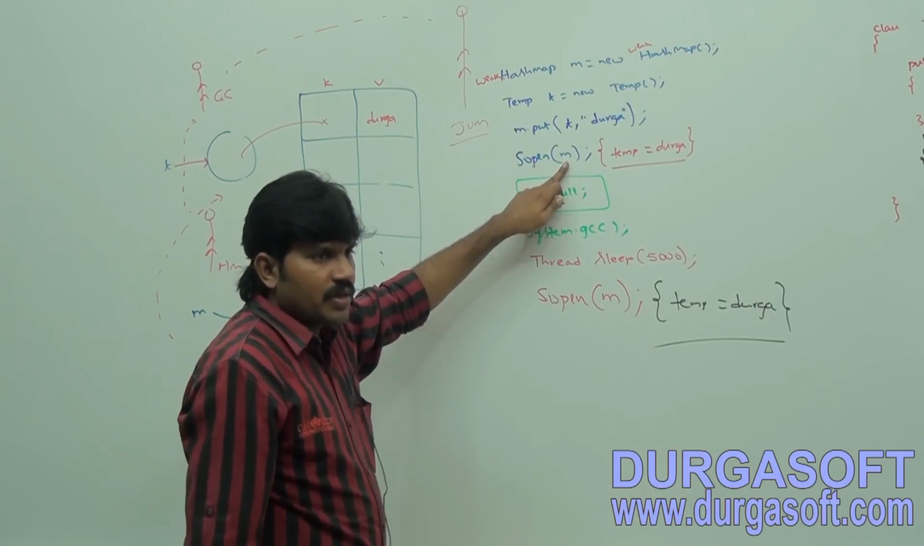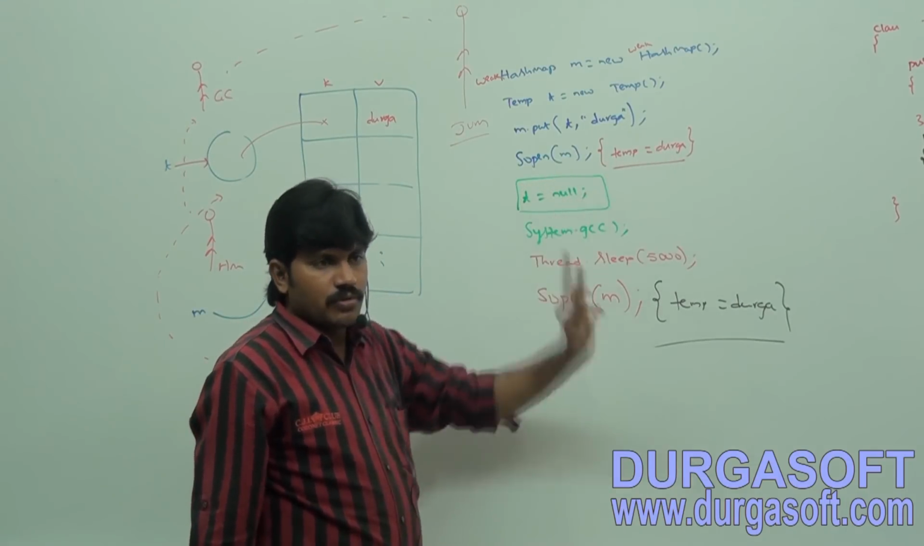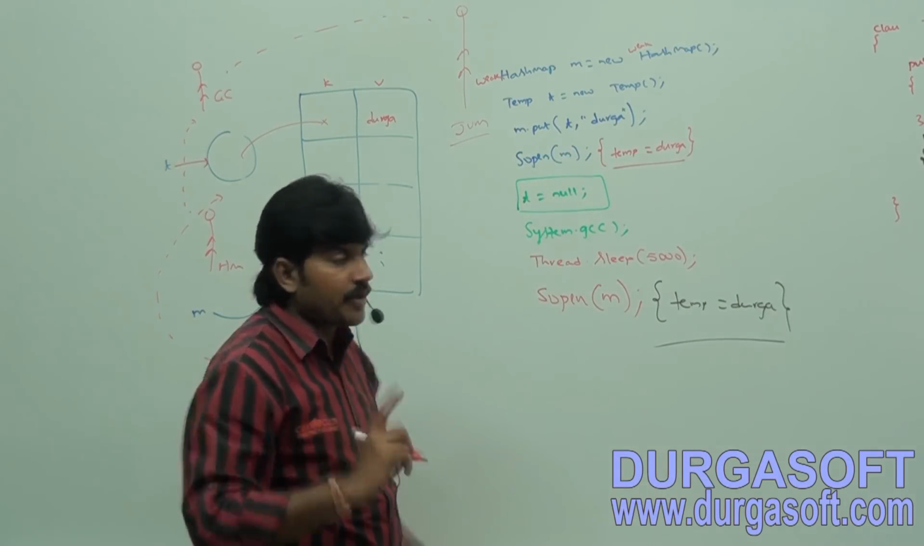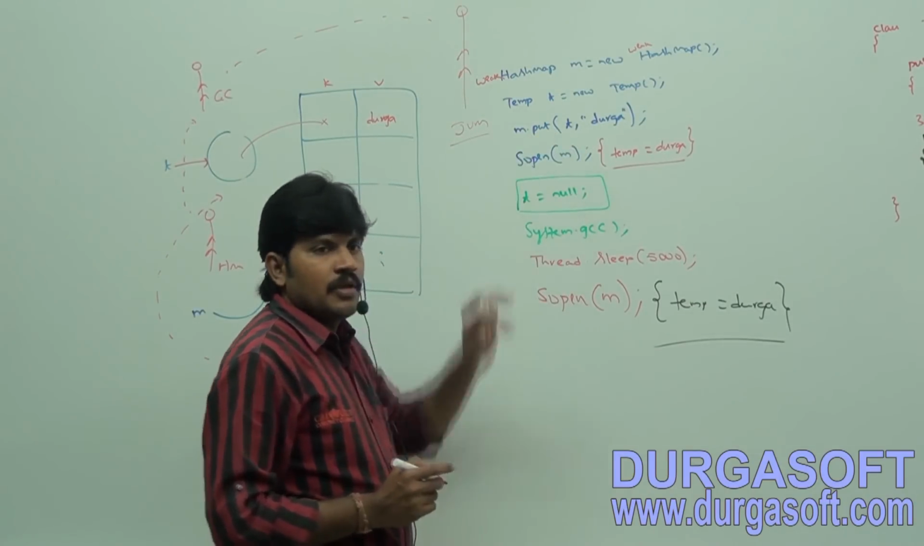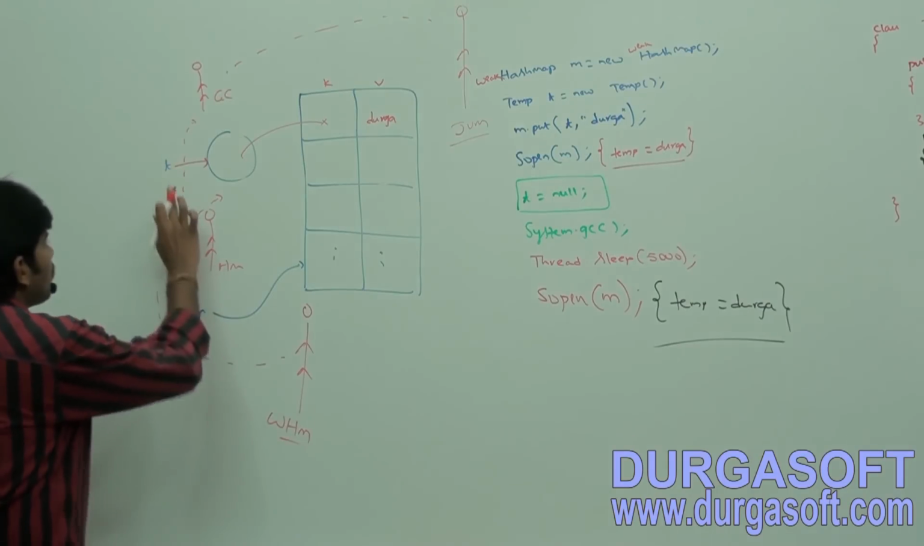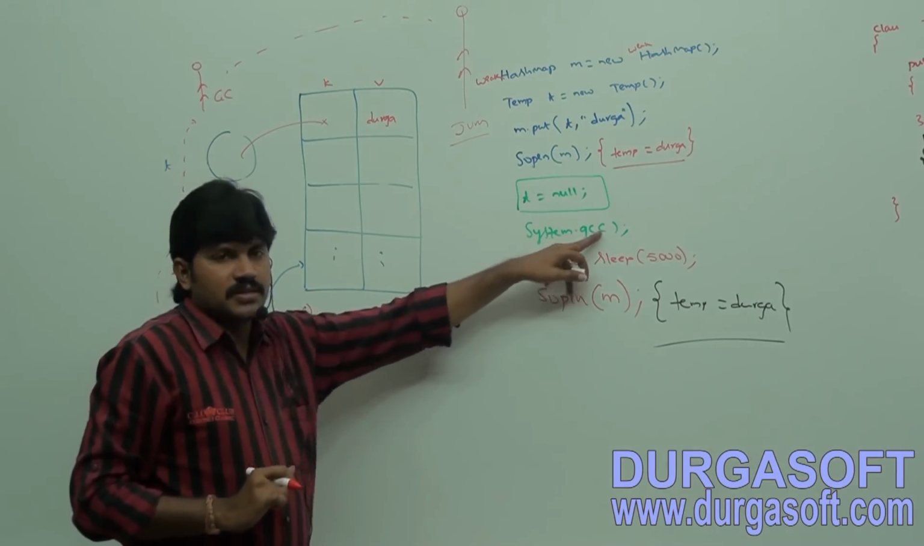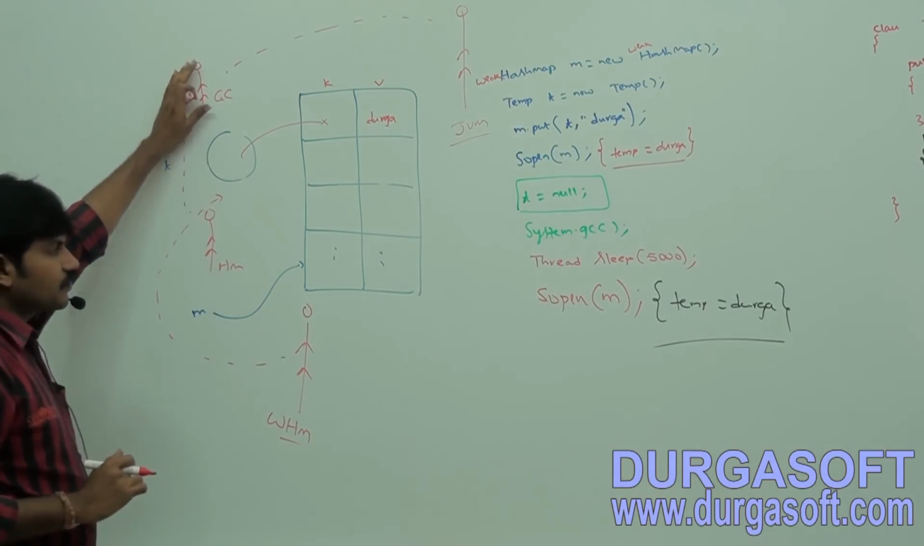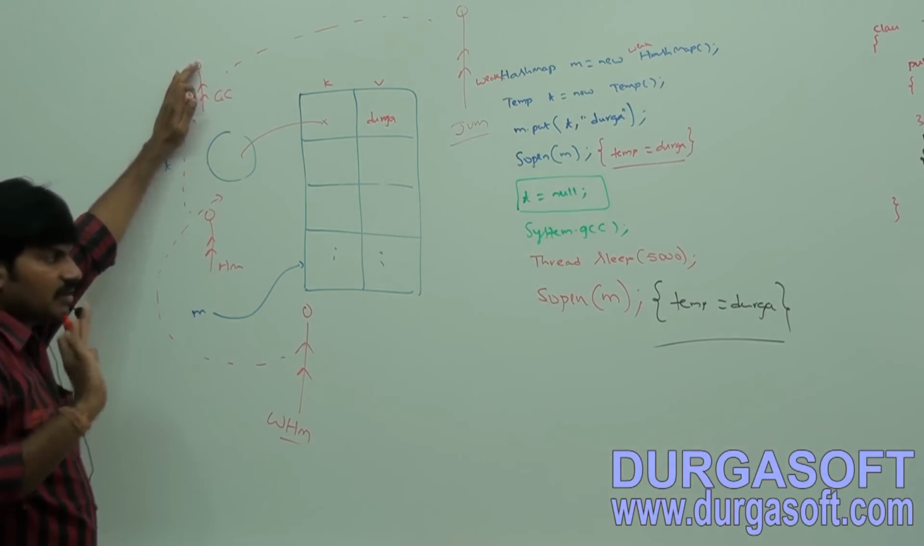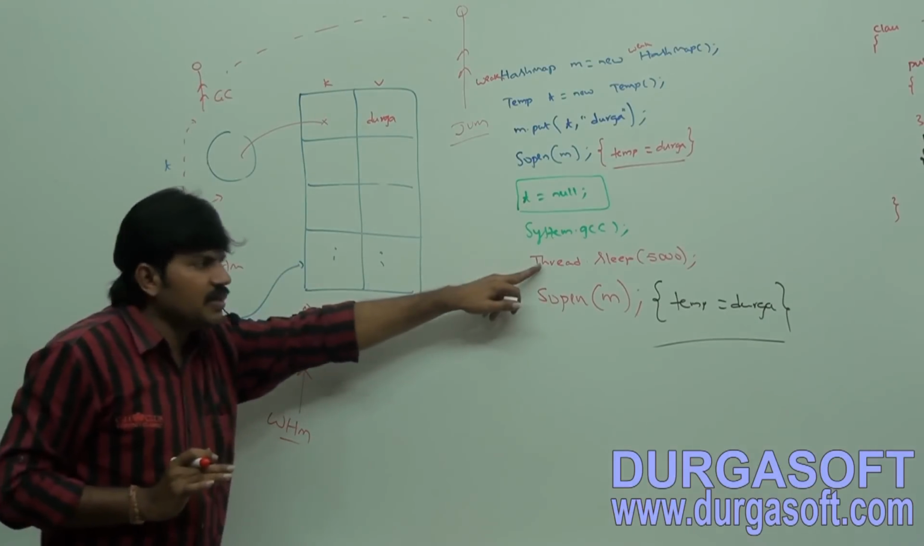SOP of M. What answer are we going to get? Temp is equal to Durga, because at the beginning both the key and value pair are there. That's why temp is equal to Durga. Now T is equal to null. Boss, this one is gone. T is equal to null, gone. System.gc. Garbage collector came. Listen carefully. Garbage collector came. Now my main thread is sleeping.